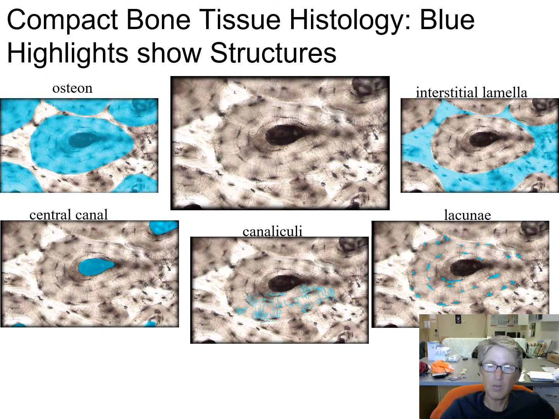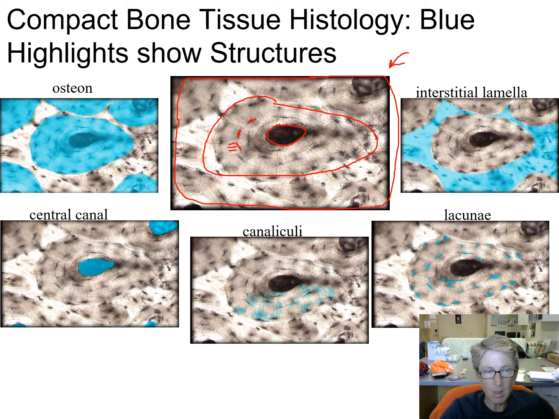Oh, this is really cool. I think these photographs are, well, they're actually micrographs, I should say. I think they're from the Saladin text, but it's pretty cool because check it out. Let's look at the main box here. So this would be a micrograph of a single osteon. So here's the osteon. Here's the central canal. Here's the osteocytes in their lacunae. Here's the canaliculi. But what it does, it takes this original picture, and then each structure that it wants you to look at, it puts in blue.